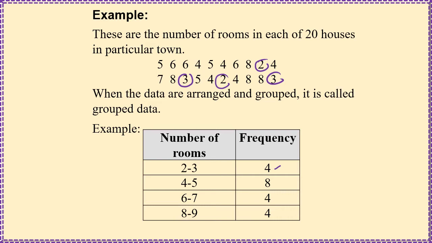And then for the number of rooms from 4 to 5, we have 4, 5, 5, 5, 4, 4, 4, 4. So how many? 1, 2, 3, 4, 5, 6, 7, 8. So 8 frequency. And then how about 6, 7? For 6, 7, we have 1, 2, 3, 4, so we also have 4. How about 8 to 9? We have 8, 8, 8 here, 8, 8, 8. We don't have 9. So how many 8s? 1, 2, 3, 4. So 4 frequency also. So this is the grouped data. We take the raw data into grouped data.